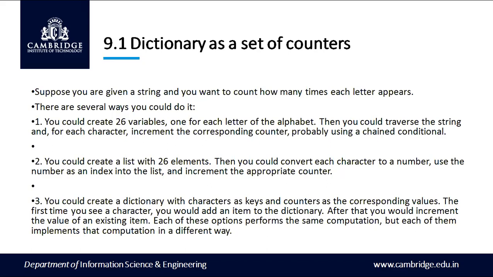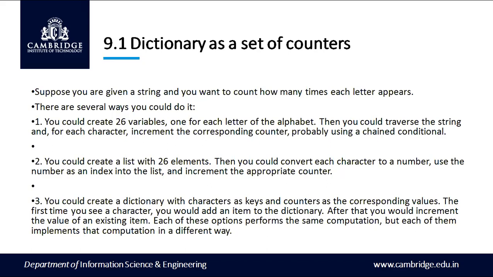The first way is we could create 26 variables, one variable for each alphabet. There are 26 alphabets, so we could create 26 variables. Then we can traverse the string, and for each character, increment the corresponding counter, probably using a chained conditional. So that is one way, which is lengthier because you have to declare 26 variables.